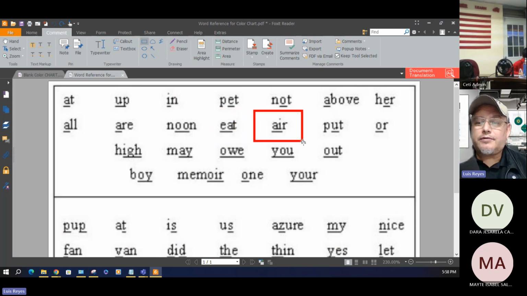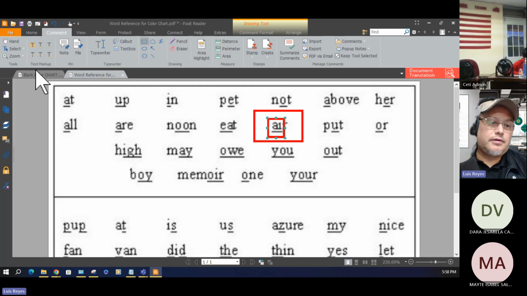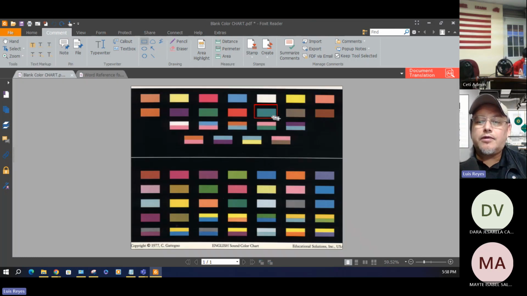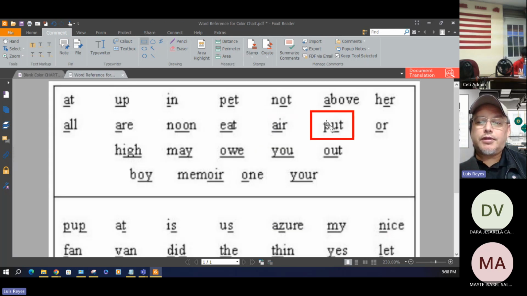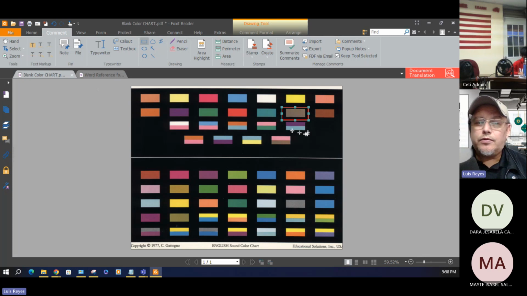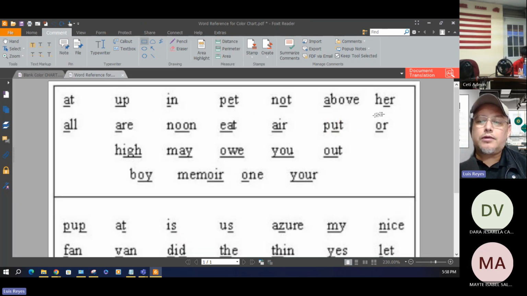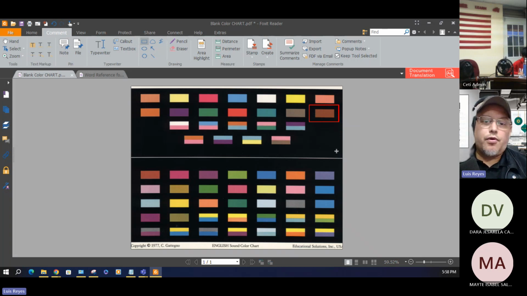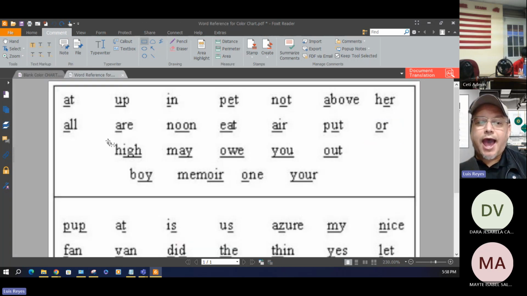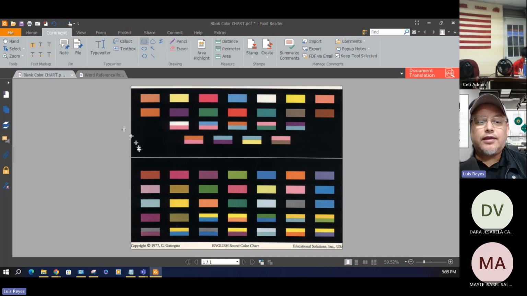Then we have air with the sound A, and that is the same sound we have right here. Then we have put with the sound oo, and that is the sound we have right here. Then we have or with the sound o, and that is the same sound we have right here in brown. Then we have high with the sound I, and that is the same sound we have right here in white and pink.